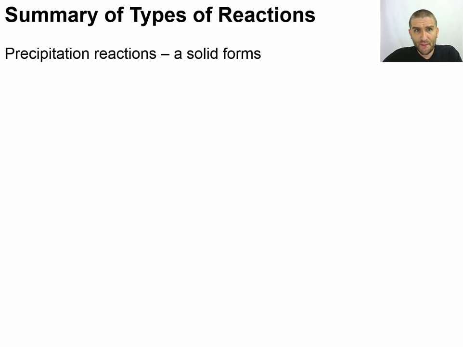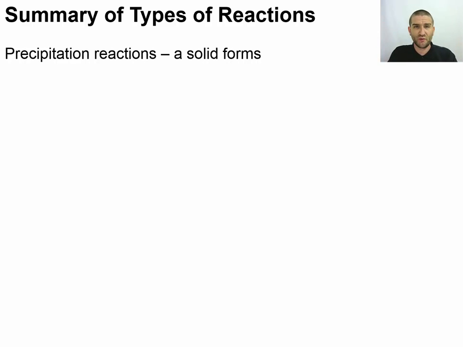Now, the first one I want to bring up is a precipitation reaction. And I'm sure you've seen one of these before. You mix two solutions together, and all of a sudden, some powder forms suspended in the solution. And because it looks kind of like it's raining or snowing, that's where the word precipitation came from, more or less. It's coming out of what appears to be nothing to form something you can actually see.